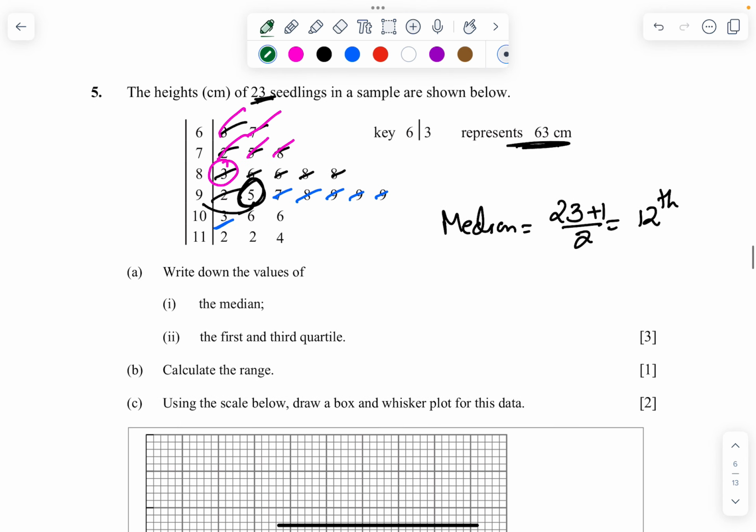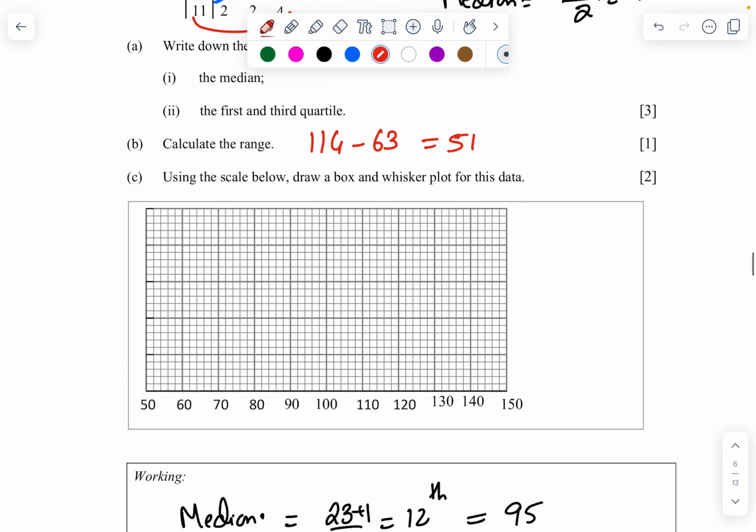Calculate the range. For calculating the range, what should I be doing? Highest term minus lowest term. So 63 and 114. 114 minus 63, which is going to be 51.